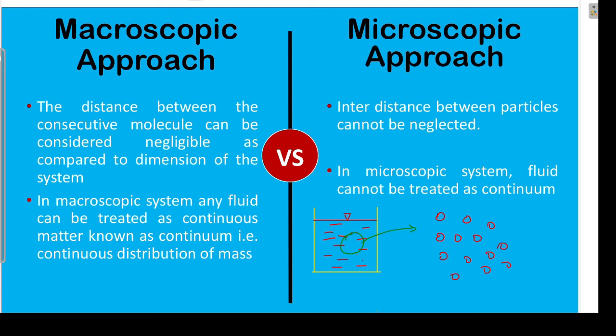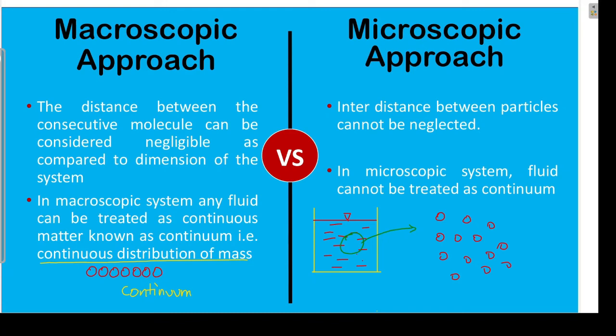Now if I go by the macroscopic approach, let's see what it says. It says that the distance between the consecutive particles can be considered negligible. That means we are considering the intermolecular spaces or intermolecular distance between the particles to be negligible. And under this condition, we call our fluid a continuum. Why? Because here we are considering that our fluid is continuously present. That's why the name is continuum, because here the distribution of the mass is continuous. The same thing has been written over here: the continuous distribution of mass, which is called a continuum.